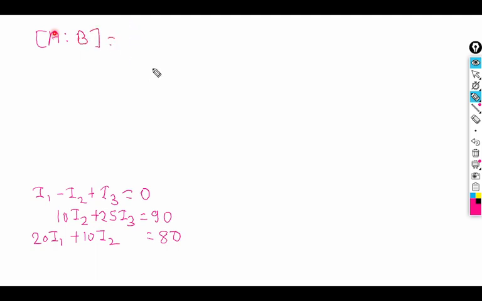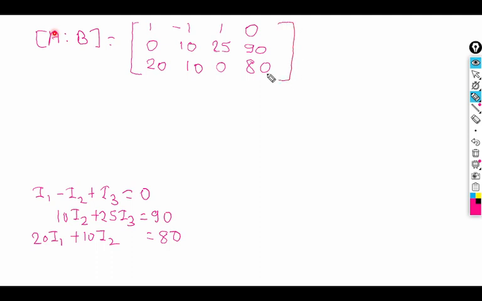For this augmented matrix A colon B, the first row is 1, minus 1, 1, 0. The next row is 0, 10, 25, 90. And the last row is 20, 10, 0, 80. So this is the augmented matrix A colon B. Our aim is to reduce it to row echelon form. We'll use A11 and make these two entries zeros.